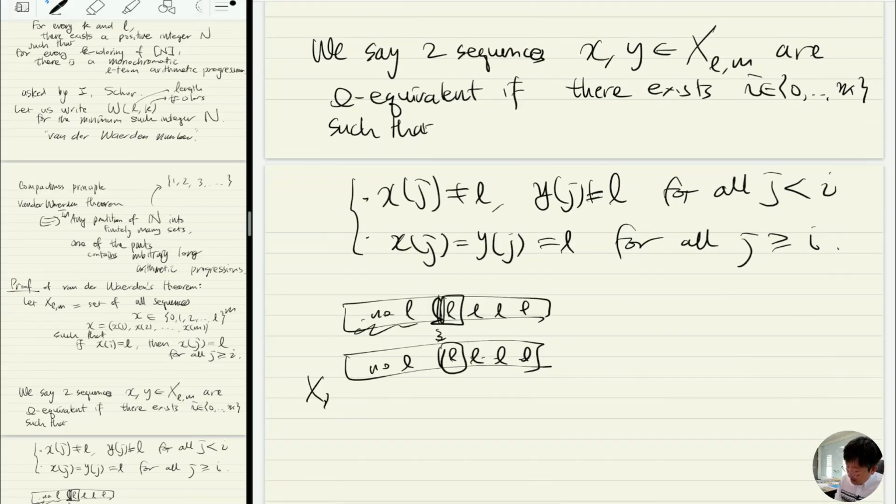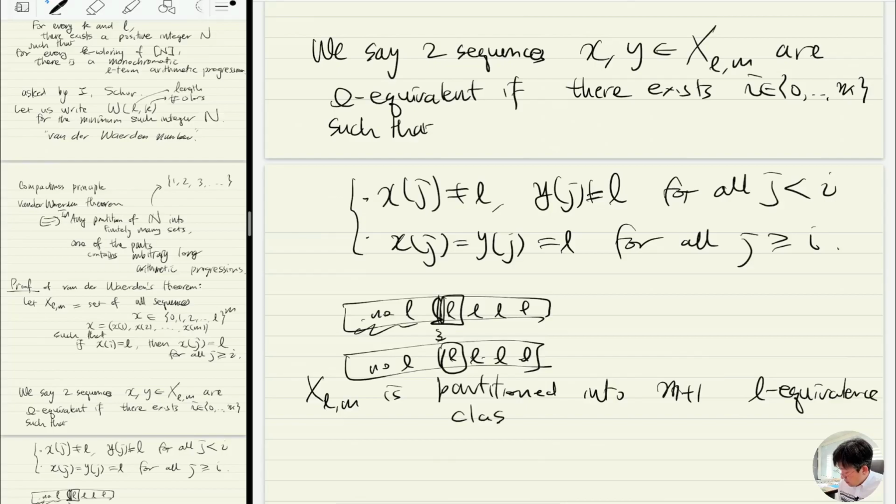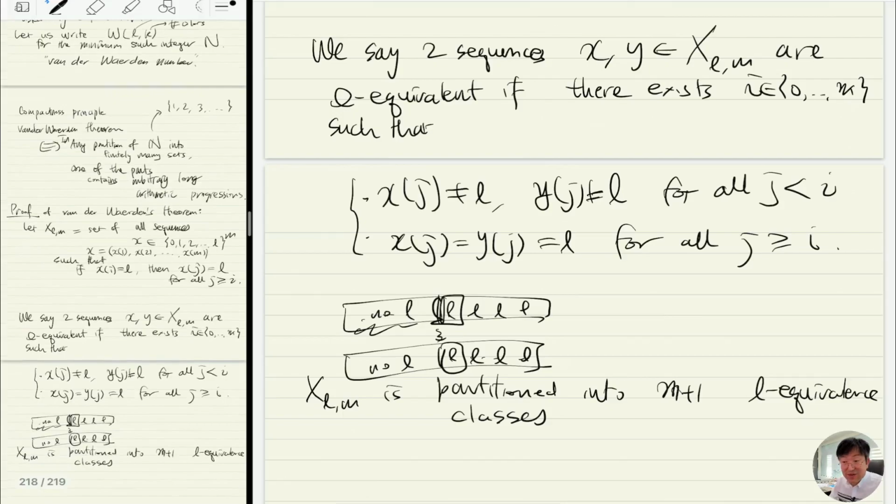Now X_{L,M} is partitioned into M plus 1 L-equivalence classes, depending on the location of the first position of L. One possibility is that L never occurs, or L occurs on the first position, second position, etc. So i is the number where L starts. There are M plus 1 possibilities, so that's why you have M plus 1 equivalence classes.